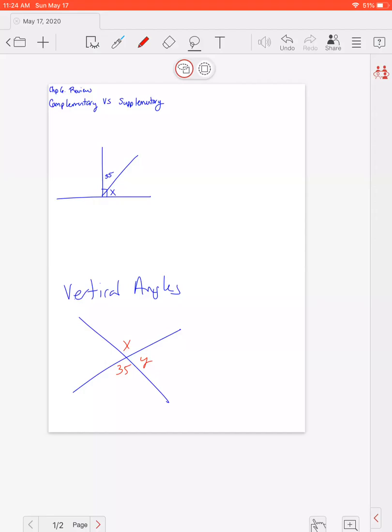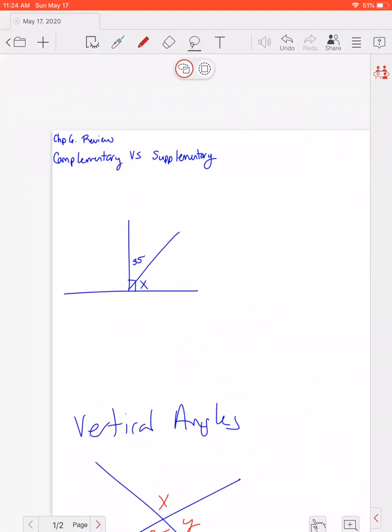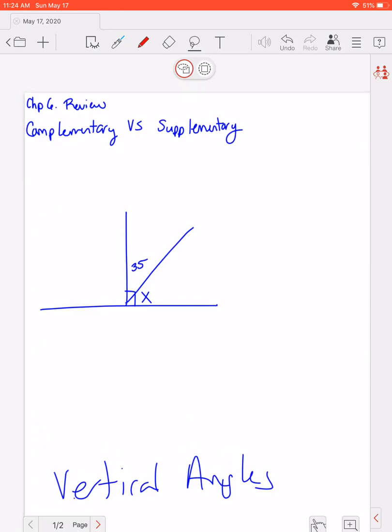Hi guys, this is just a little review on Chapter 6 and all the things we talked about. Chapter 6 was all about the different kinds of angles that we looked at.